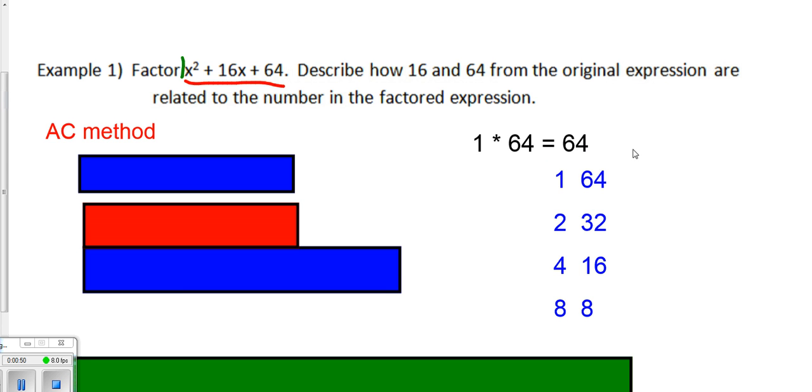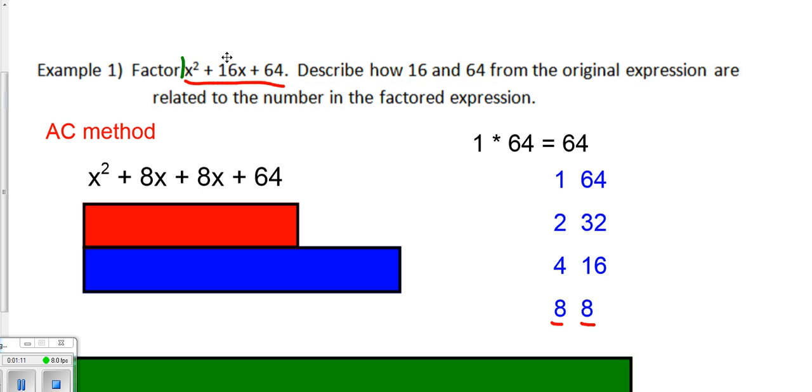What are the factors of 64? We have 1 times 64, 2 times 32, 4 times 16, or 8 times 8. Now what two of these factors will add up to make positive 16? We should be able to notice fairly easily. That would be 8 and 8. 8 plus 8 is 16. So we'll break it up into 4 terms. This 16 turns into 8 and 8. So x squared stays from before. This 16x turns into plus 8x and plus 8x, and still the plus 64 at the end.